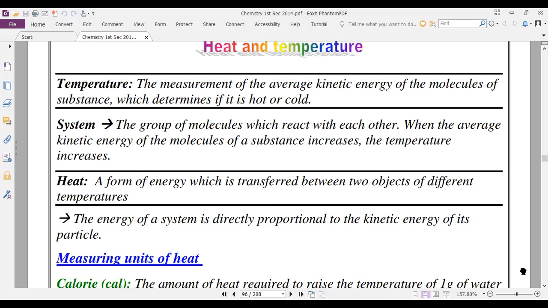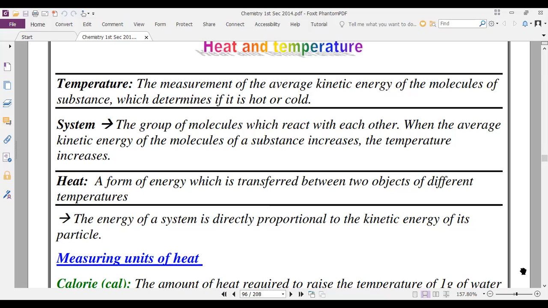What's meant by heat? A form of energy which is transferred between two objects of different temperatures. So heat will transfer from the higher object to the lower, or the opposite.